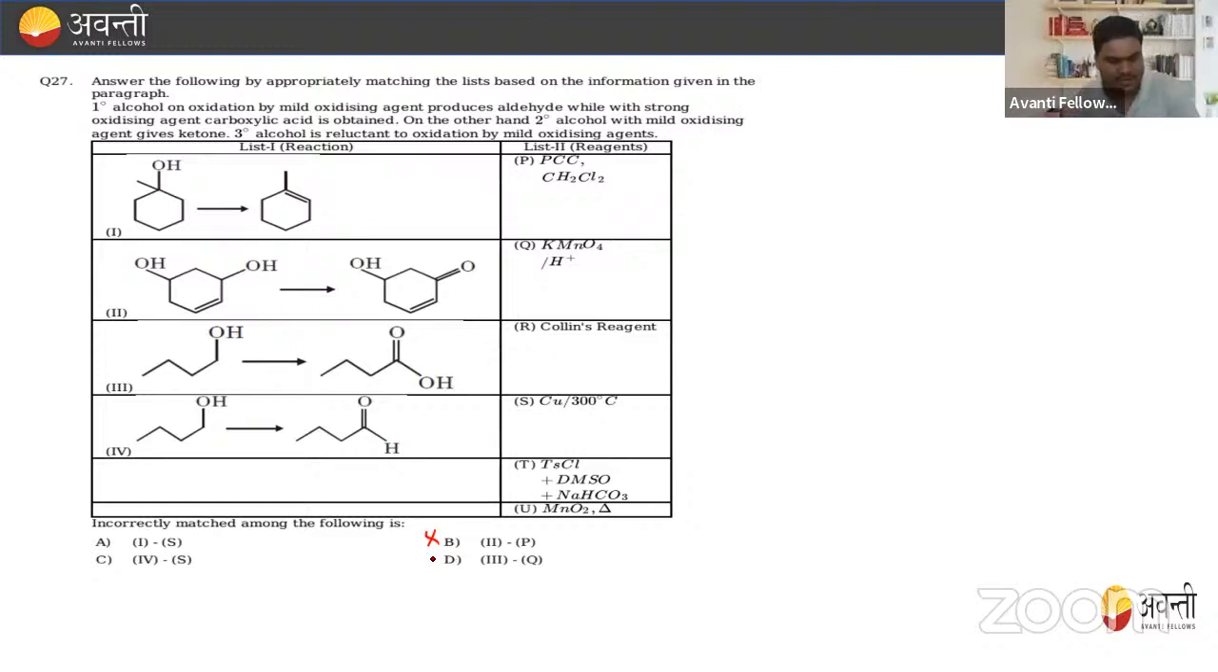Why is this absolutely incorrect, beta? Because a double bond is obtained when this is treated with copper at 300 degrees Celsius, that is 573 Kelvin, and only then. So alkene will be obtained if copper and 300 is the reagent used. So option B, the second one matched with P, is incorrectly matched. So always remember.